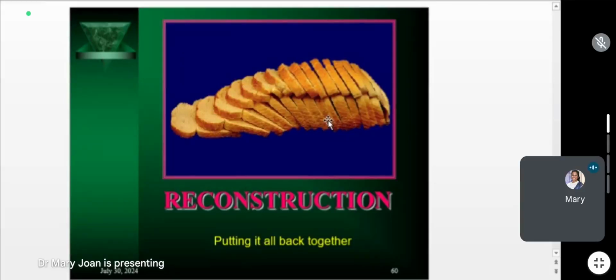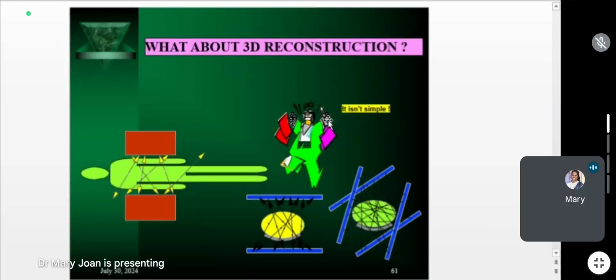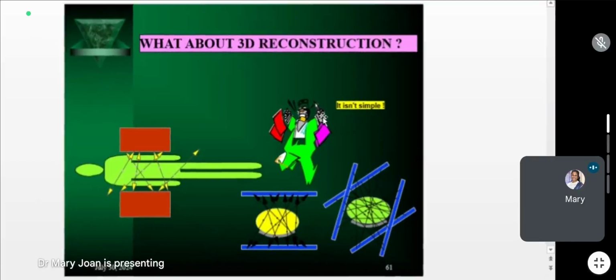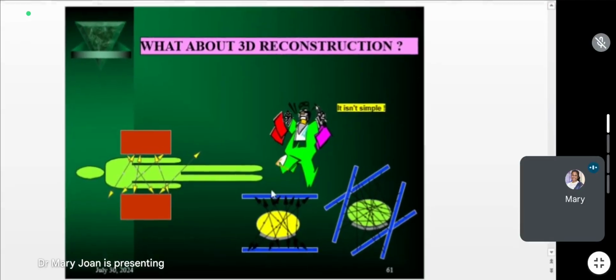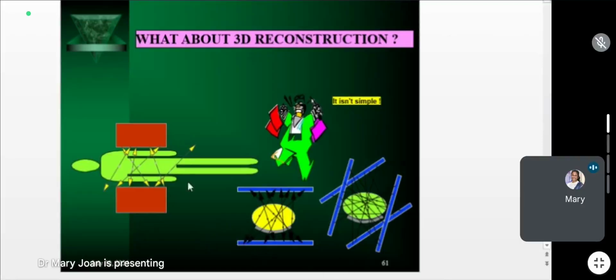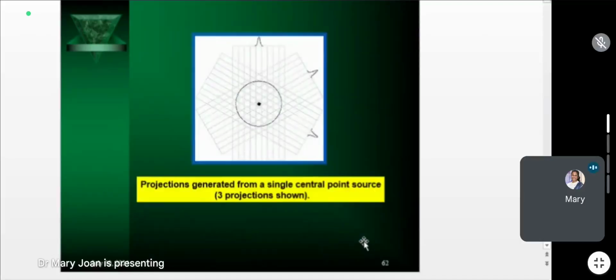So reconstruction is pulling all of the data together to form a useful image. 3D reconstruction happens in three dimensions. All across the detector, across the patient, all the incidences that took place, all those things are time and space matched to form the 3D reconstruction.